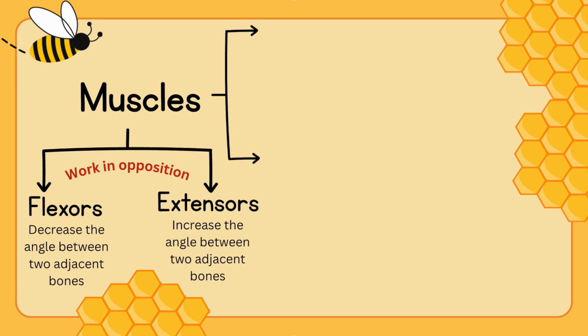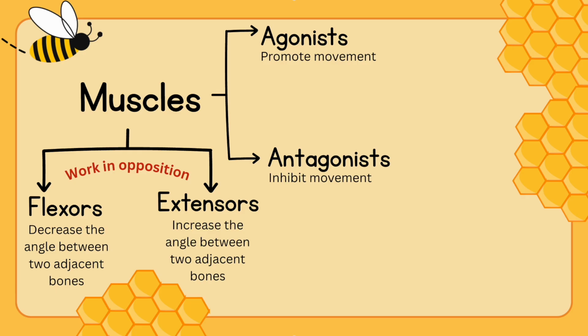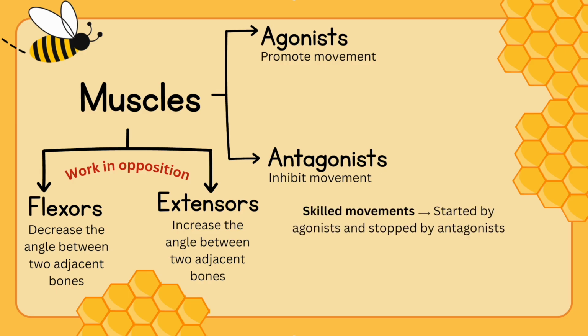There are also two types of muscles in general, which are agonists, so they promote movement, and antagonists, which inhibit movement. So you might think that antagonists are kind of the bad guys, because like in a storybook, for example, the bad character is the antagonist. But antagonist muscles are actually super important for skilled movements, which are started by agonists and stopped by antagonists.